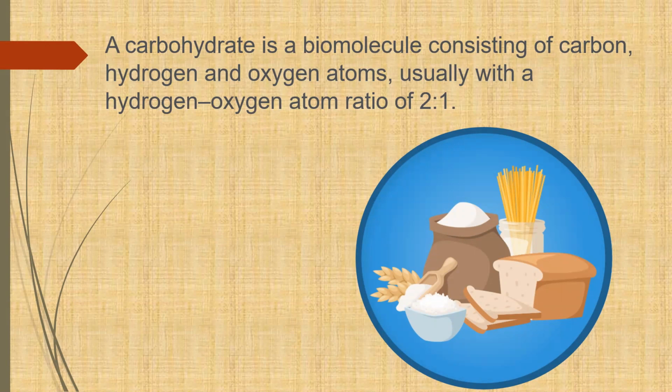What is carbohydrate? A carbohydrate is a biomolecule consisting of carbon, hydrogen, and oxygen atoms, usually with a hydrogen to oxygen atom ratio of 2 is to 1. The sources of carbohydrates are bread, spaghetti, wheat, flour, and so on.